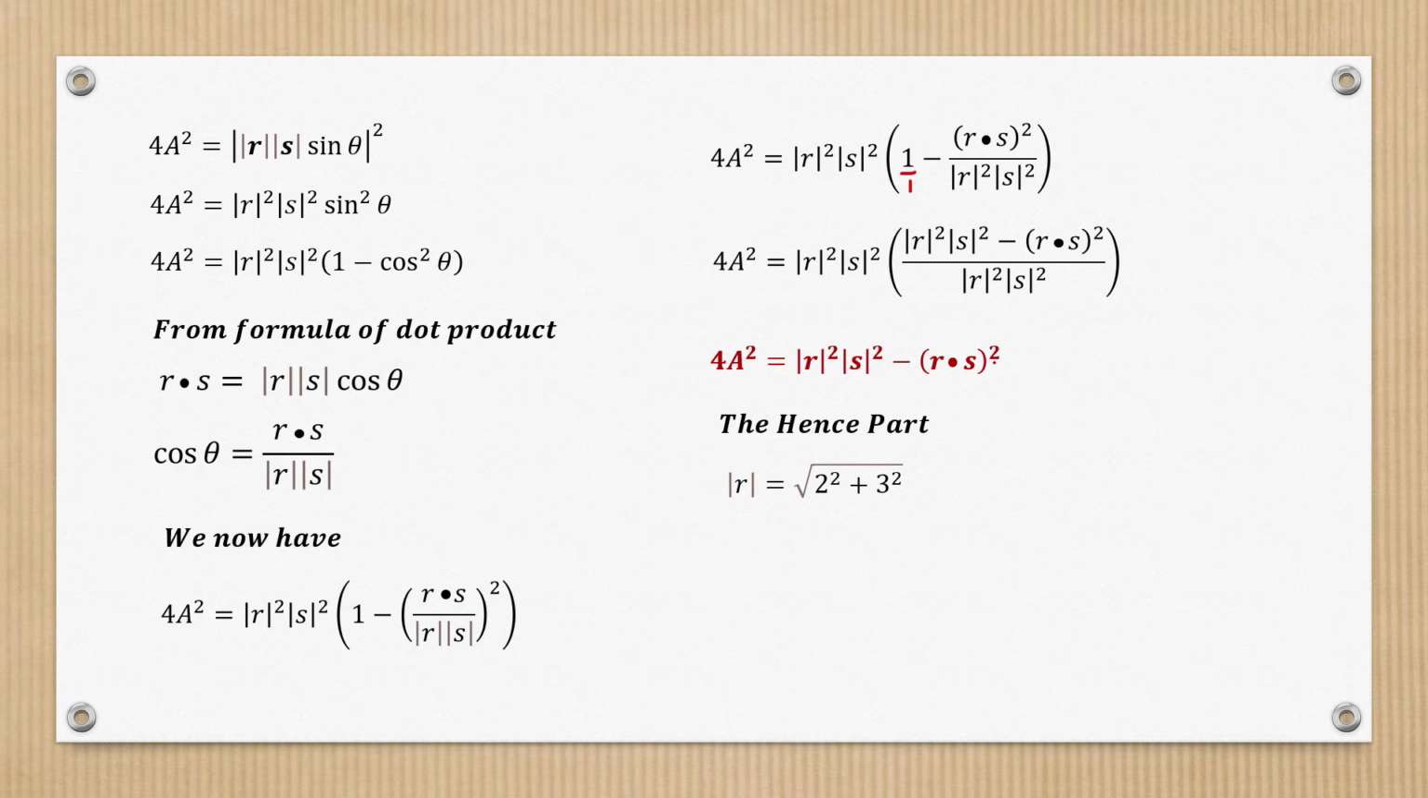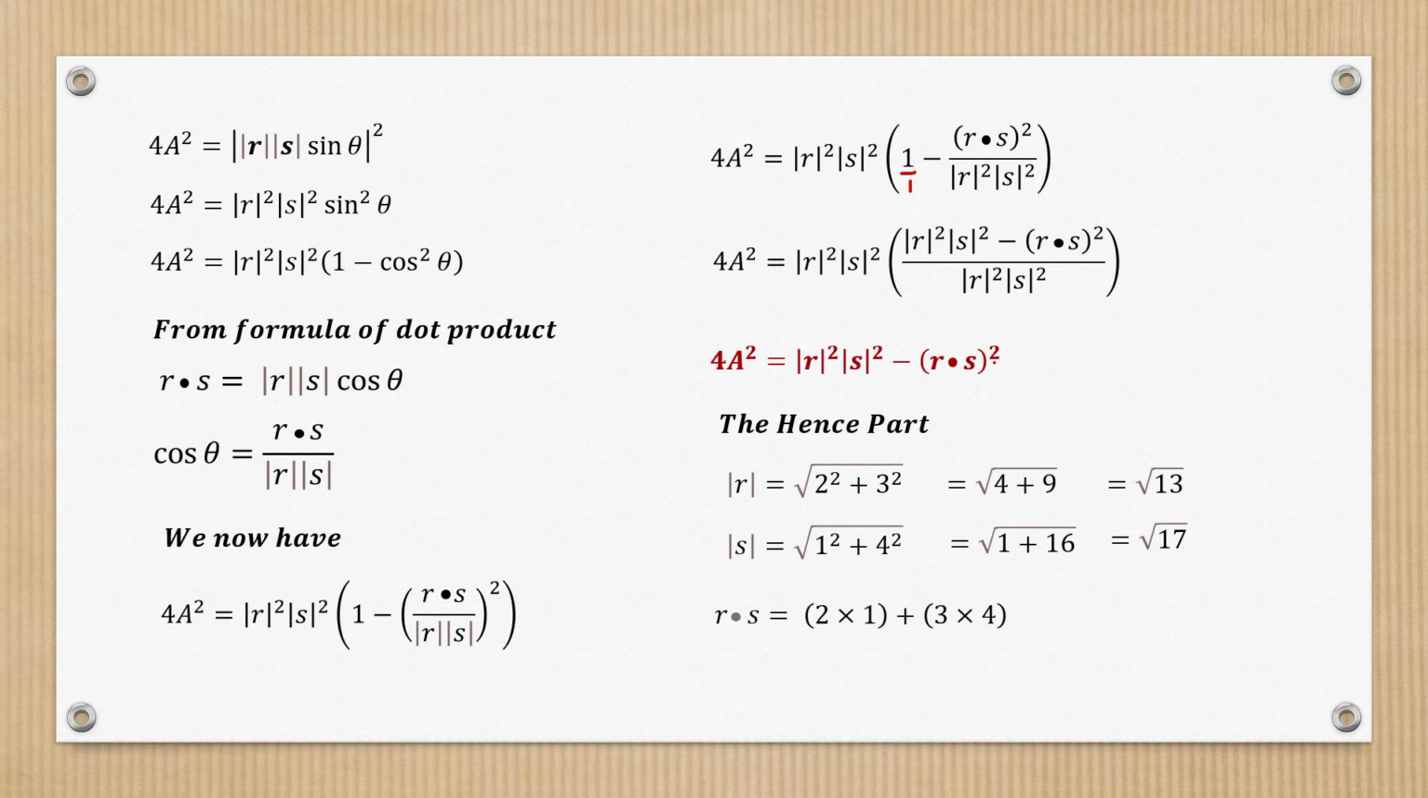Now we know that the magnitude of r is going to be given this way. From the values we are given, we know what r is. We're going to have 2 squared plus 3 squared, which is 4 plus 9, which gives the square root of 13. Then small s, we sum up the squares of its components and find its square root also. So we have 1 plus 16. So the magnitude of small s is the square root of 17. So therefore, r dot s shall be equal to that.